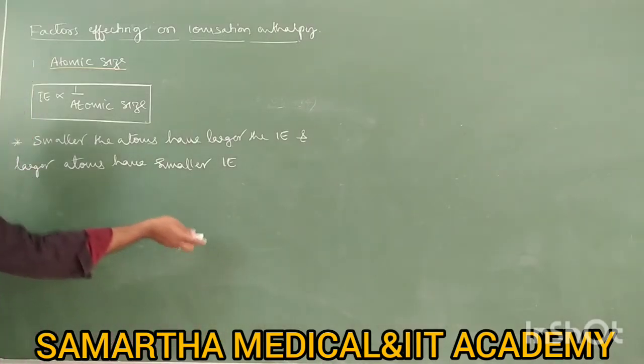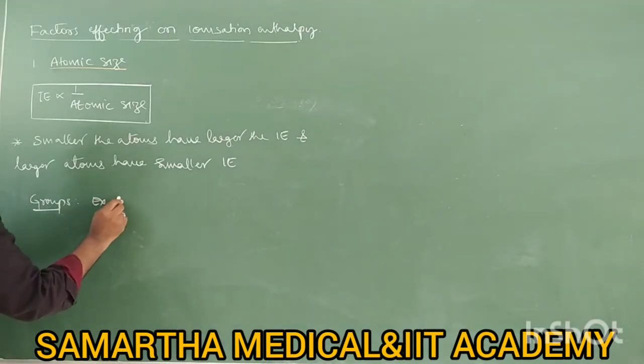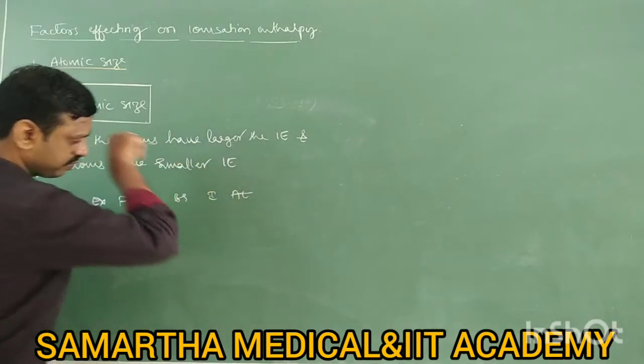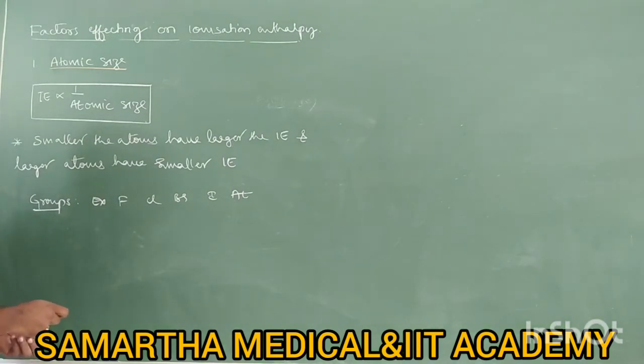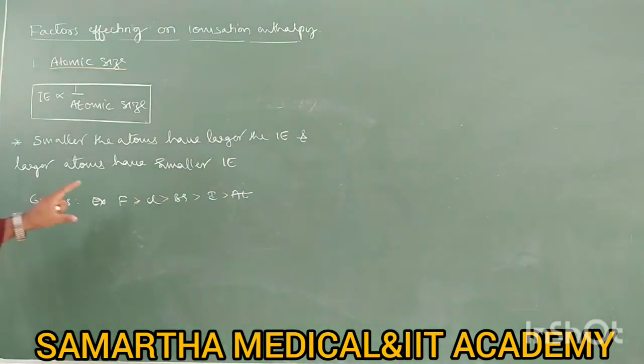Then we already know this in groups and periods. Tell me, in groups what happens? Atomic size increases in a group, therefore ionization enthalpy decreases. For example, take fluorine, chlorine, bromine, iodine, astatine. Then what is the order of ionization enthalpy? It decreases because atomic size increases. Whatever group you take, atomic size increases, therefore ionization enthalpy decreases. The same thing we have studied.